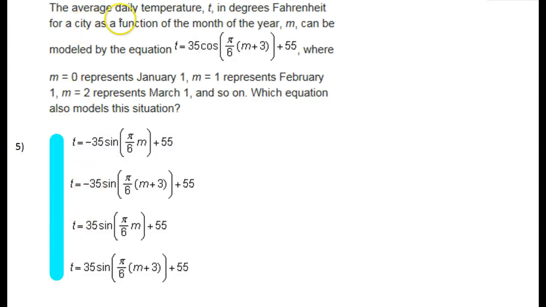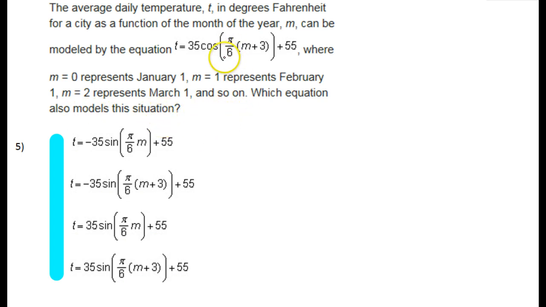The average daily temperature T in degrees Fahrenheit for a city as a function of the month of the year M can be modeled by the equation T equals 35 cosine pi over 6. Well, you see the equation, where M equals 0 is January, M equals 1 is February, M equals 2 is March, and so on. Which equation also models this situation?